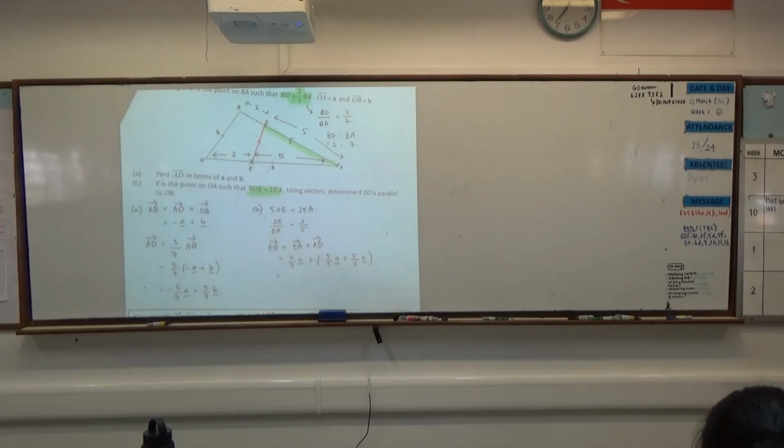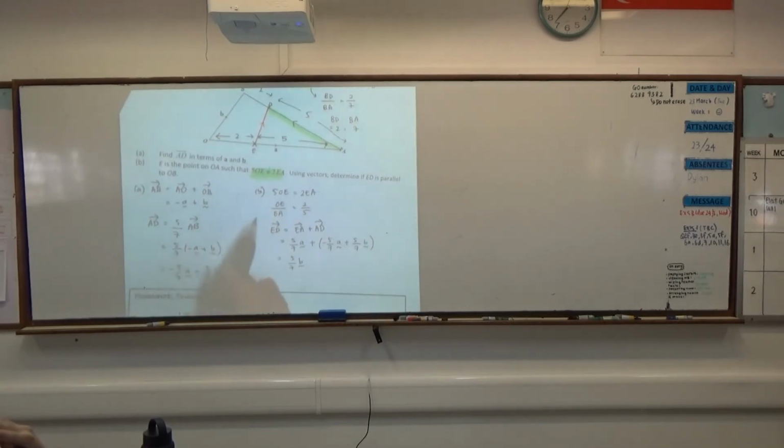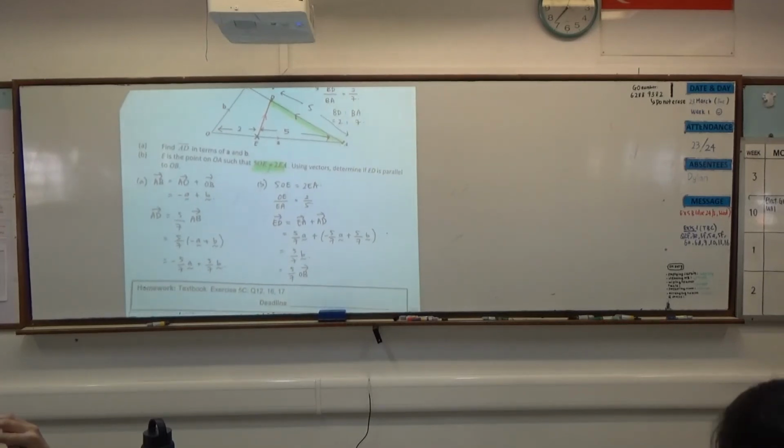And that would leave us that this minus this becomes 0. We are left with 5/7B. And ED is a scalar multiple of OB. So we conclude that since ED equals 5/7 OB, then ED is parallel to OB.